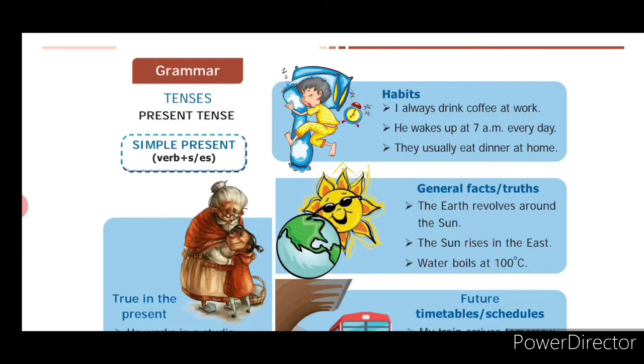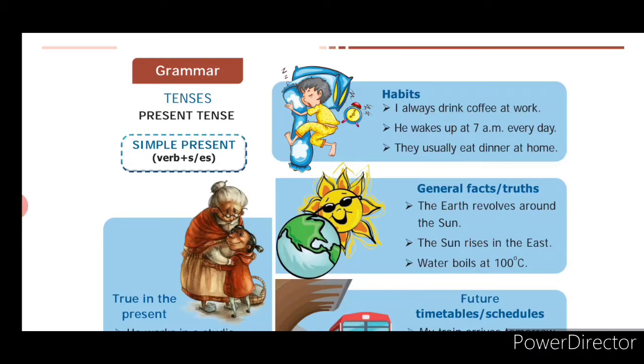Okay, so they usually eat dinner at home. I told you, no, if the subject is I, you, we, they, then we use the verb without s. If the subject is he, she, it, we add s to the verb. Okay, so I told you now the simple present tense is used to know the routine action, this habitual action.